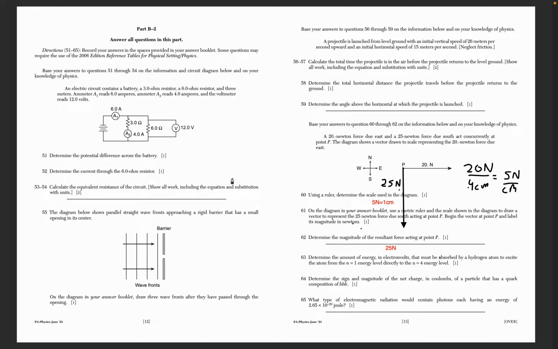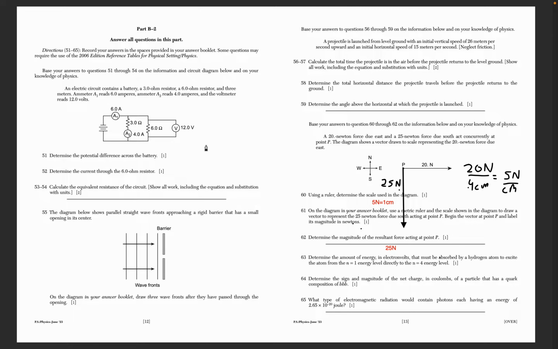This is the June 22nd, 2023 Physics Regents Part B2. Now, if you see here, I have already written some stuff because it would have been hard to do it on the computer, so I'm just going to explain this part when I get to it. Question 51: determine the potential difference across the battery.